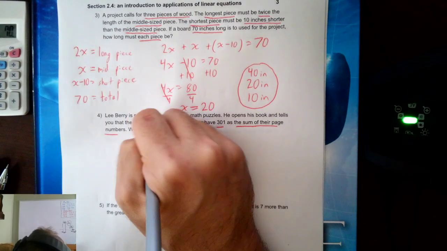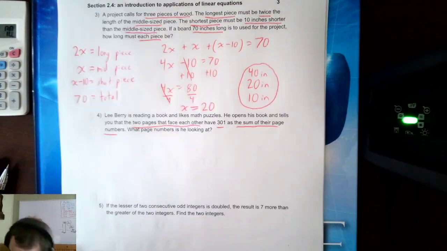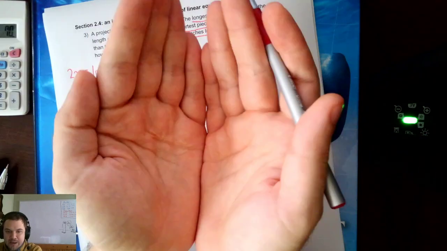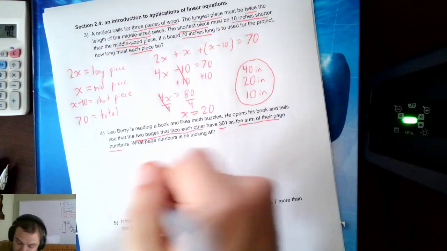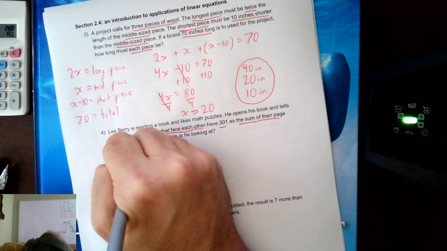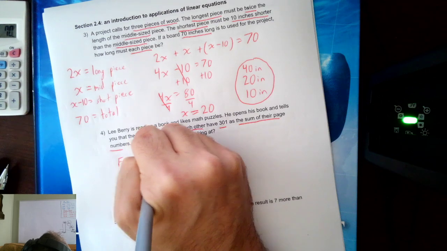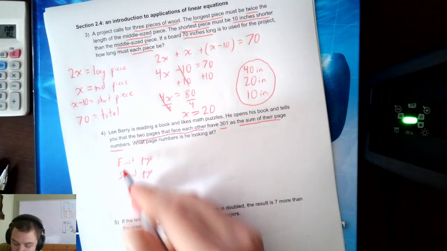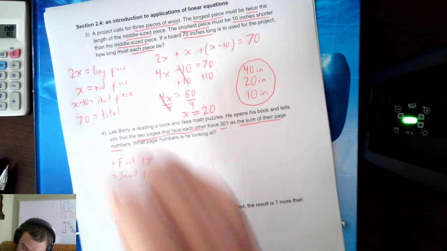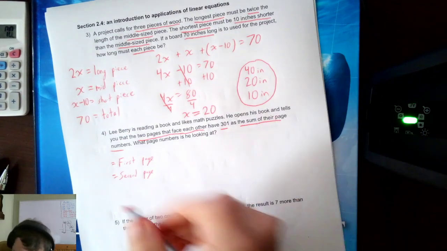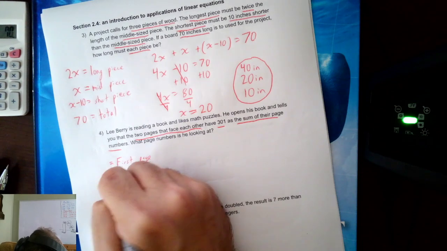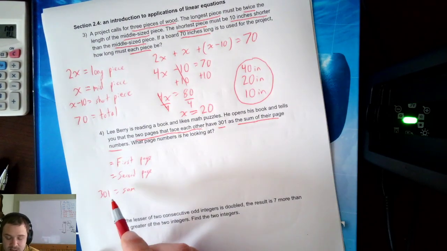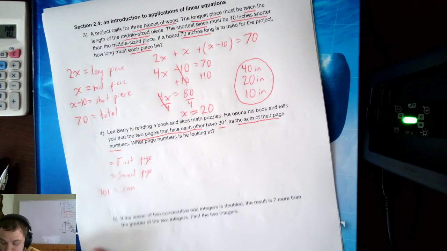And we probably want to write that he's got 2 pages that face each other. What pages is he looking at? So when I open a book and have 2 pages, I've got a first page and a second page. So my unknowns are first page and second page. But I don't know what their page numbers are yet. But I do know the sum. The sum is 301. That is a known. I have 2 unknowns and a known.